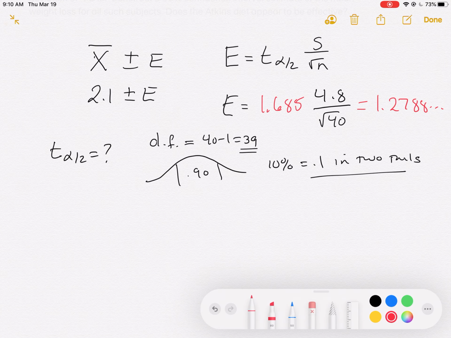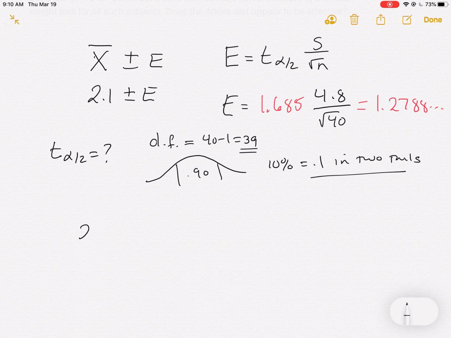Here's what we need to do. Let me switch back over to the black color. We need to take our 2.1 and add and subtract our error. It's up to you how you want that error to be represented. Sometimes the book will go out to one decimal place beyond what the original data is, and sometimes they'll round exactly. I was just looking at what they had in the book, and they're going to round it to 1.3. So my error is 1.3. That was the only value I needed to know.